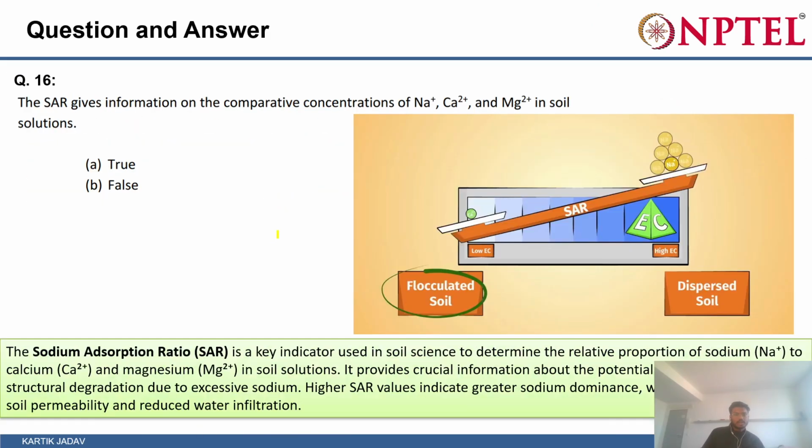Next question. Sodium adsorption ratio gives information on the comparative concentration of sodium, calcium, and magnesium. Yes, it is true, right? Because it's a key indicator used in soil science to determine the relative proportion of sodium to calcium and magnesium, and it provides crucial information about the potential for soil dispersion and structural degradation. Based on the sodium adsorption ratio, we can decide about soil dispersion and structural degradation due to excessive sodium.